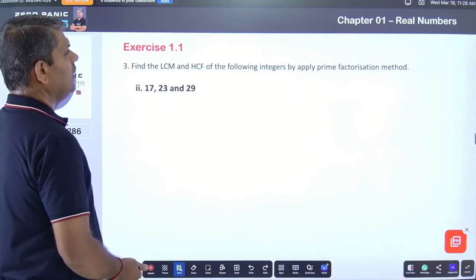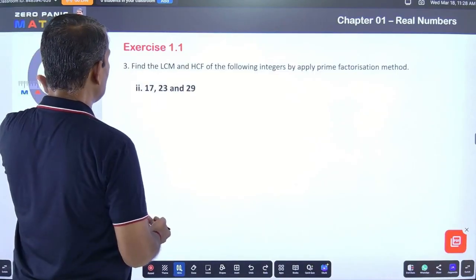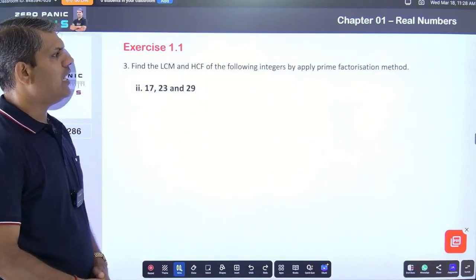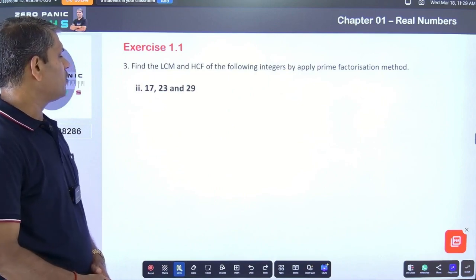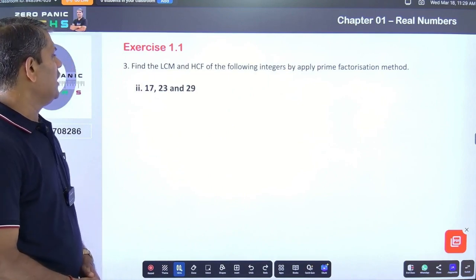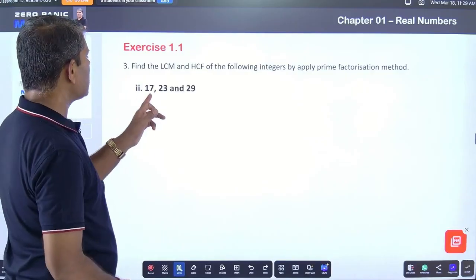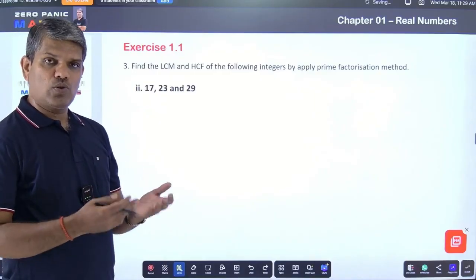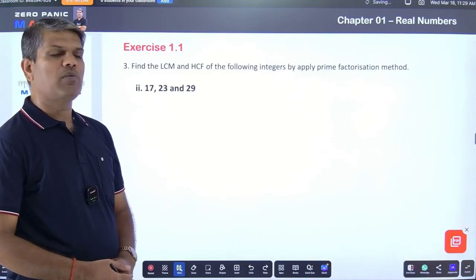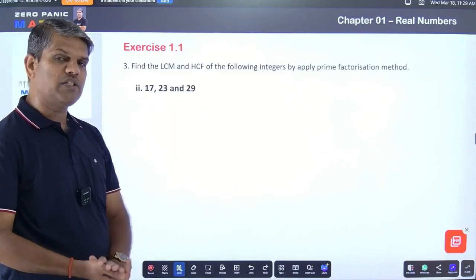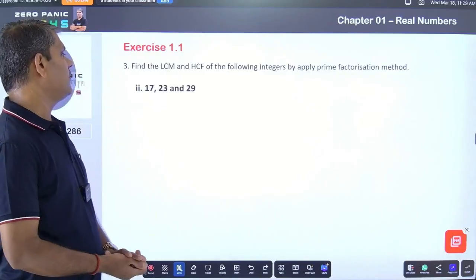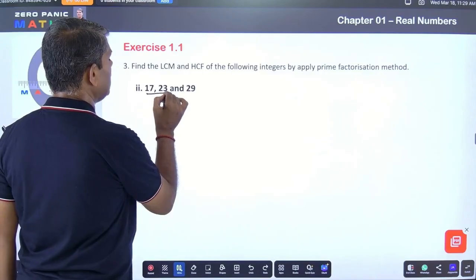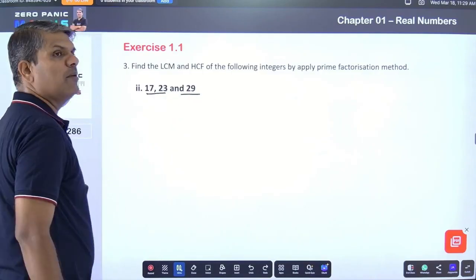Okay, here also we are going to find out the LCM and HCF of the following integers by applying the prime factorization method. But one thing that you should observe here is whether all these numbers are composite numbers first, to represent each as a product of prime numbers. 17 is not a composite number, it is a prime number. 23 is a prime number, 29 is also a prime number.